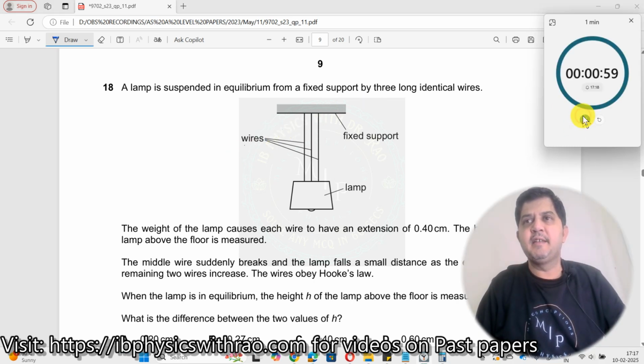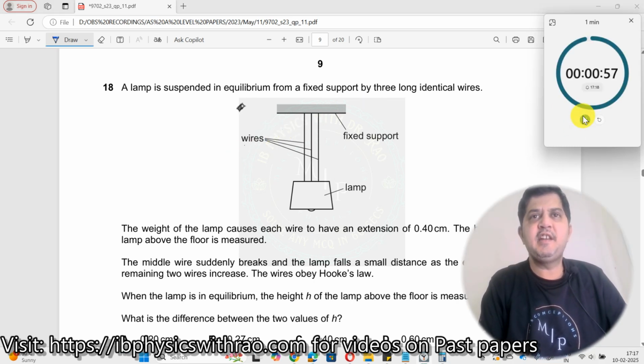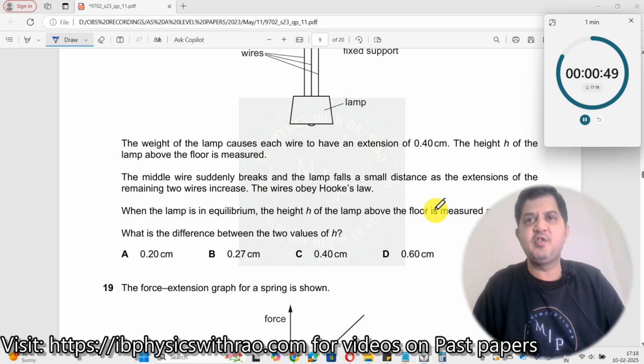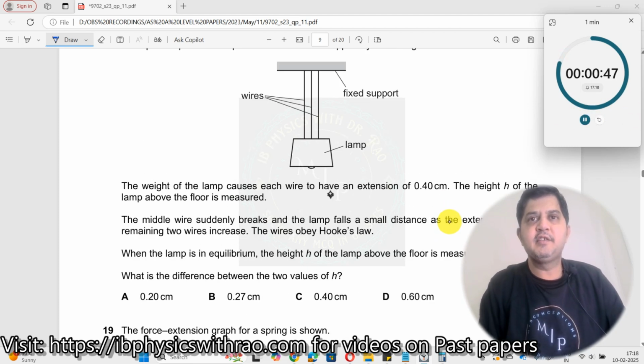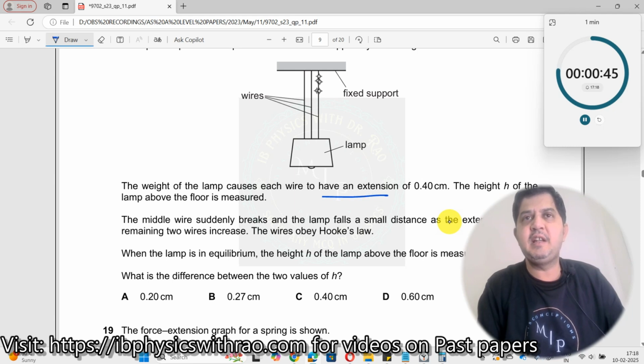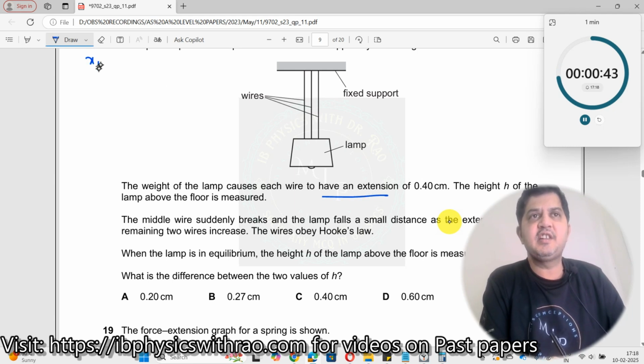Question number 18. A lamp is suspended in equilibrium from a fixed support by three long identical wires. The weight of the lamp causes each wire to have an extension of 0.4 centimeter. So it is already given that when you put three wires like this, the extension that you get here is going to be 0.4 centimeter.